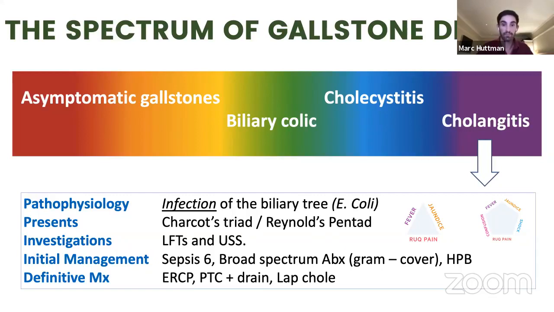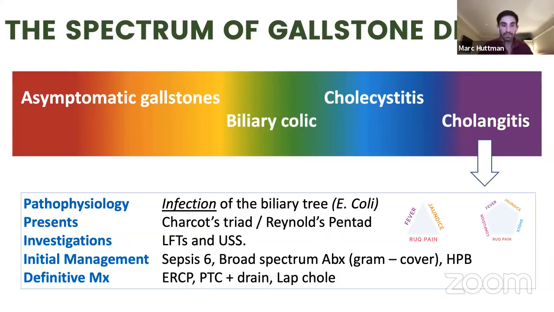Again, the primary investigations are the same, LFTs and ultrasound. And the initial management will importantly include sepsis 6. That's the primary thing that needs to happen in order to save that person's life, because they're usually septic, and if they're not septic, they will become septic very soon. So you need to manage that infection, and each hospital will have different guidelines, but you'll have to have some gram-negative cover in that. And you'll need to be speaking to HPB, hepatopancreatobiliary doctors urgently, because what they'll need to do is an ERCP.